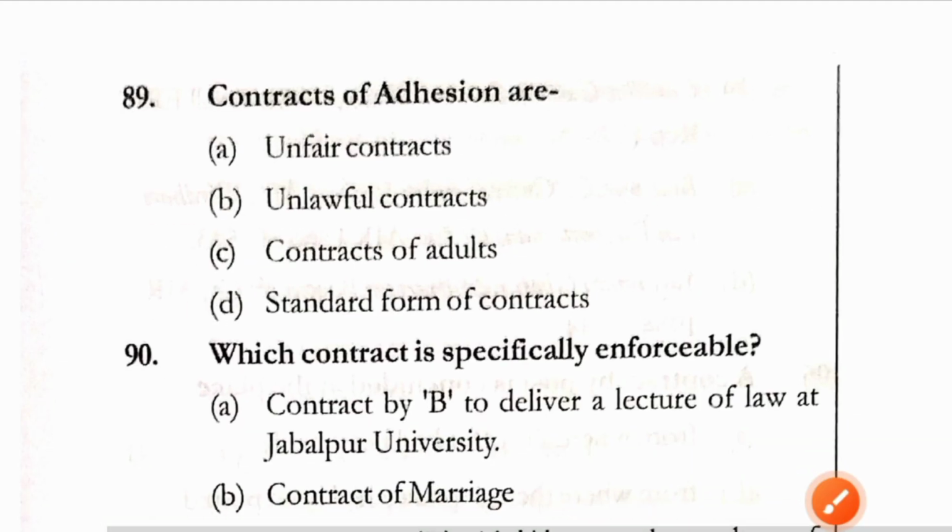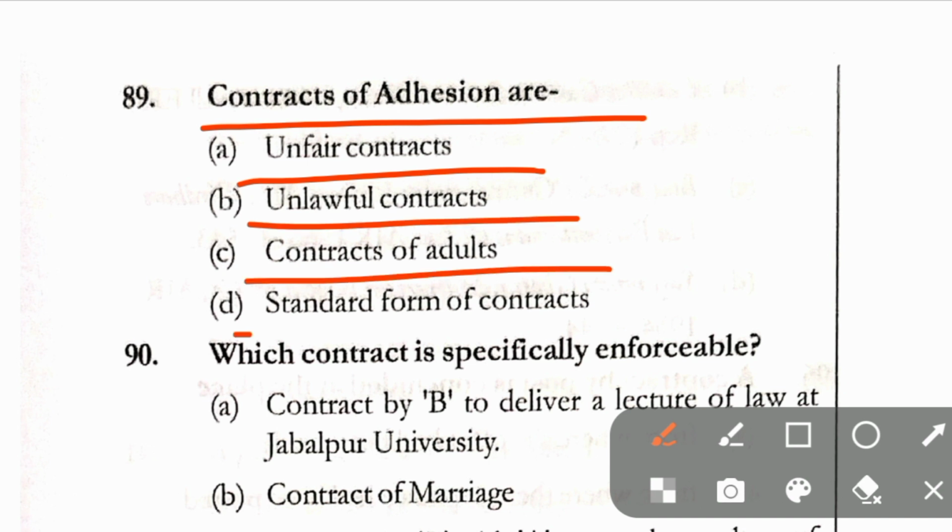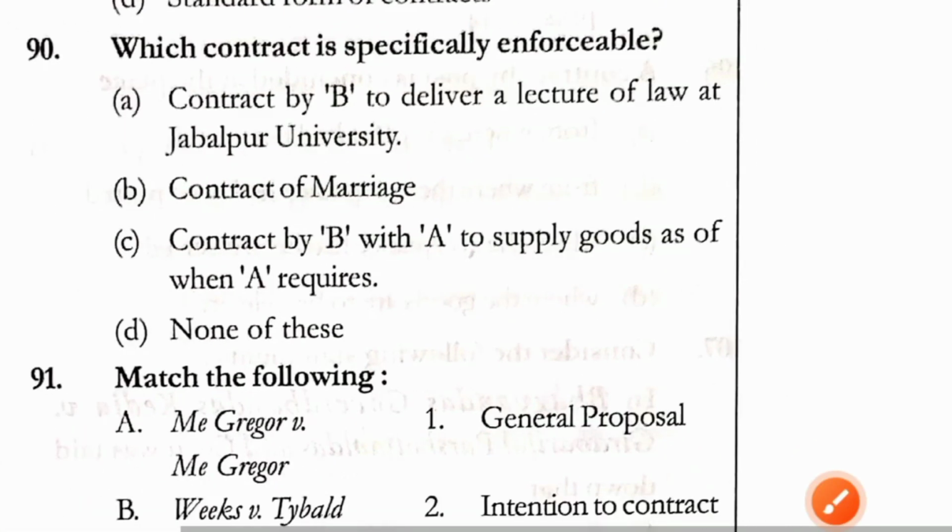Question number 89. Contracts of adhesion are unfair contracts, unlawful contracts, contracts of adults, standard form of contracts. Here in question number 89, correct answer is option D, that is standard form of contracts. Question number 90.